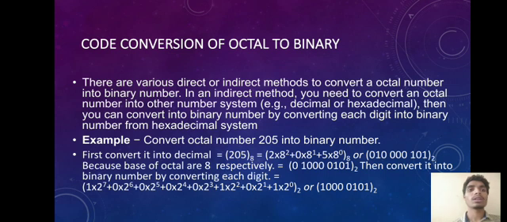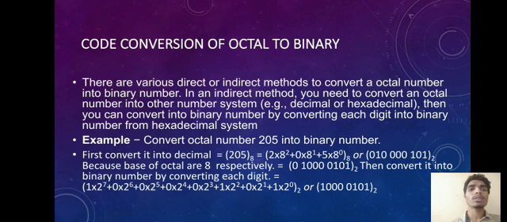Code conversion of octal to binary. There are various direct or indirect methods to convert an octal number into a binary number. In an indirect method, you need to convert an octal number into another number system, for example decimal or hexadecimal. Then you can convert into a binary number by converting each digit into binary from the hexadecimal system.